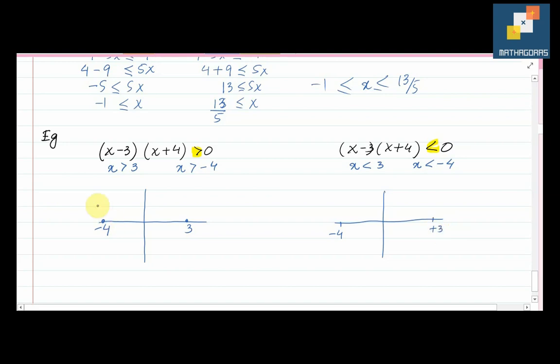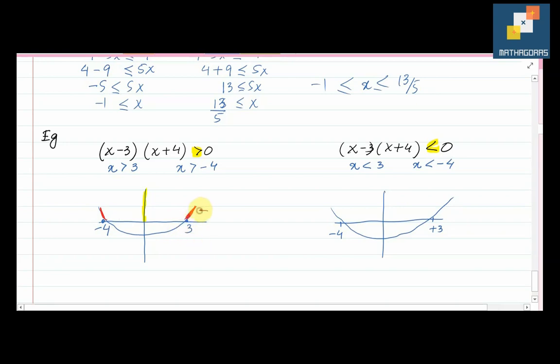Now when we plot the curve for both the cases like this, when you have a sign of greater than, basically the values of y that are greater than 0 lie here. So what you need is the values that lie in this red region. And which values lie in the red region?